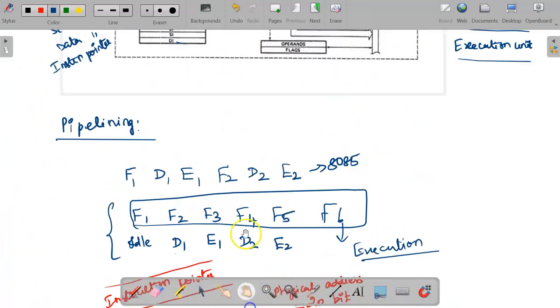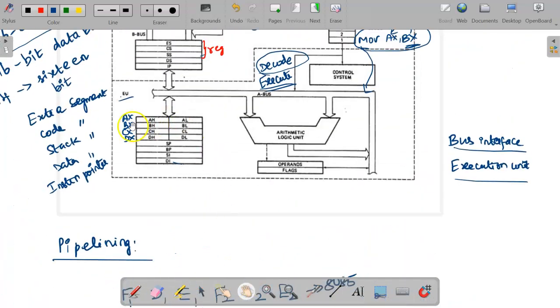So coming to the block diagram, we have seen these general purpose registers. Then we have pointer registers and index registers. So SP and BP are nothing but pointer registers. One is SP, which means stack pointer, so it will point to the stack. Another one, BP, is nothing but the base pointer.